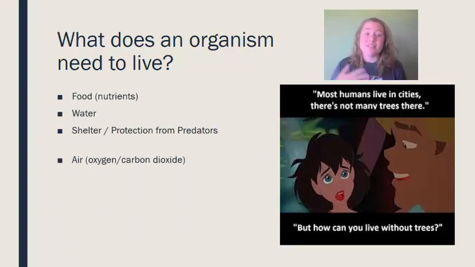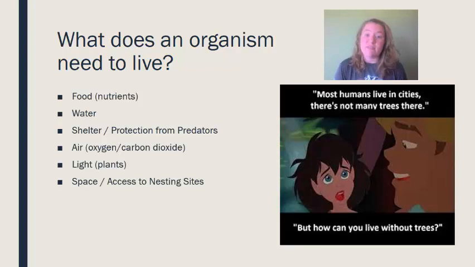But what does an organism really need? Well, obviously things need food or nutrients to survive. They need water, shelter, or protection from predators. They also need air, so depending on if they're doing photosynthesis or cellular respiration at the time, they need either oxygen or carbon dioxide. Organisms also, if they're a plant, need sunlight in order to do that photosynthesis to produce their own food or nutrients. And organisms need space or access to nesting sites.